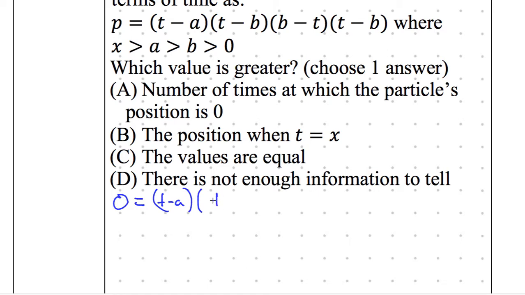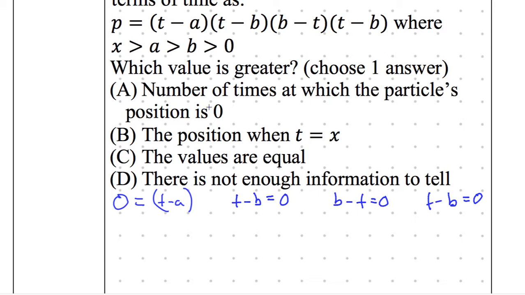times T. I'm going to pause right here because I want to do a shortcut. I know that the zero product property is going to tell me that each of these 4 things can be set equal to 0. That means T minus A is equal to 0. That means T minus B is set equal to 0. That means B minus T is set equal to 0. And my 4th one, T minus B, is set equal to 0. I set all 4 of these equal to 0. Are we okay with that? That's the zero product property.